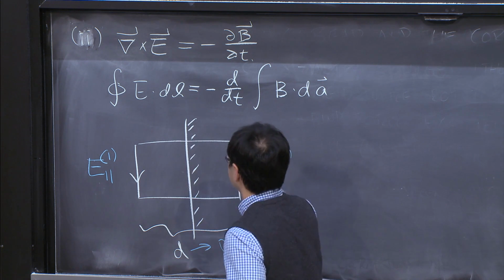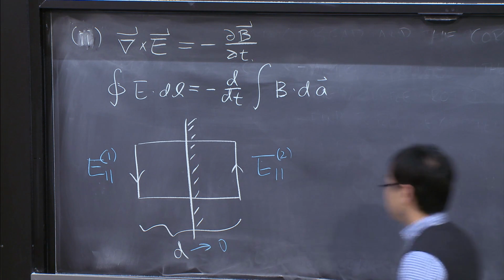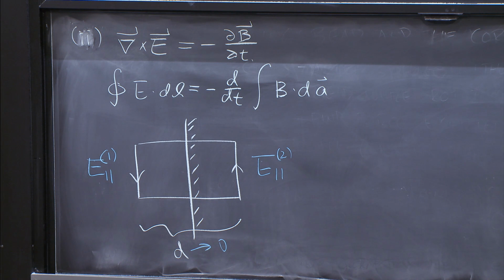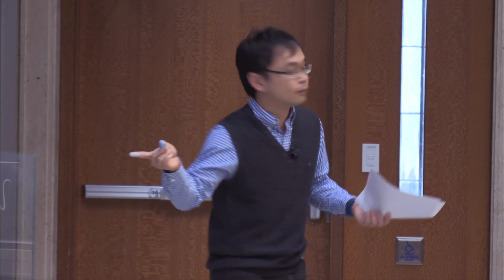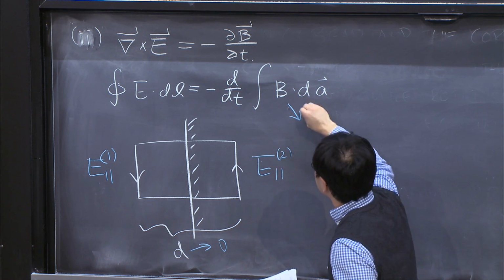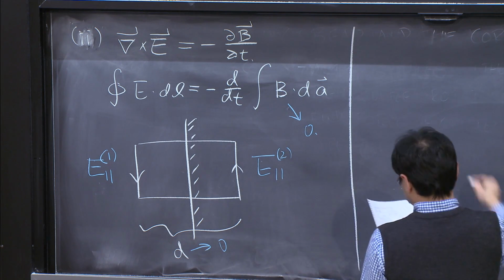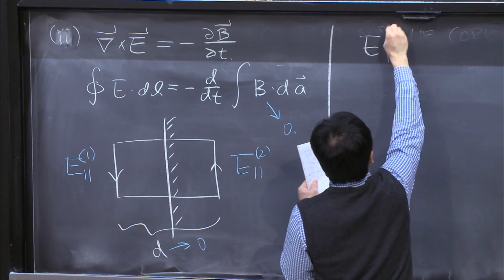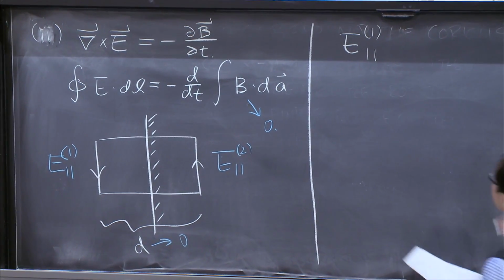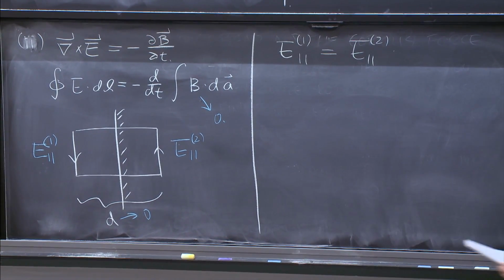So I have this rectangular loop. And now if the side d goes to 0, that means you will have no area to integrate the flux for the B field, right? So therefore, if d goes to 0, this also goes to 0, right? Therefore, I can immediately conclude that E parallel 1 will have to be equal to E parallel 2, right? Based on this discussion.